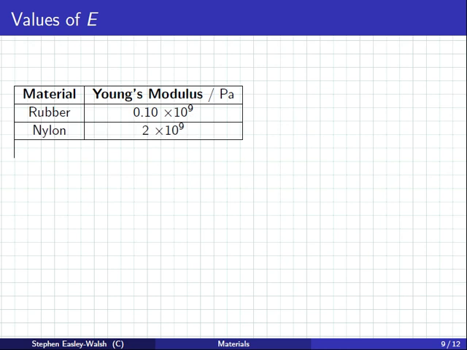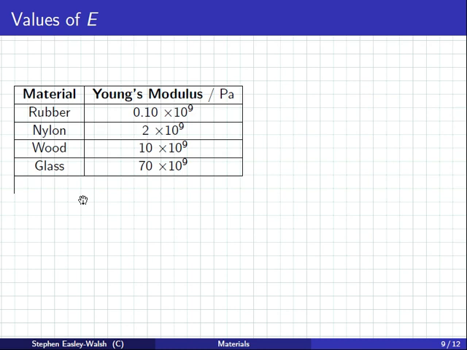Nylon, what's nylon? You could use it in a rope, yeah? Fishing rope, what else can you use nylon for? Clothes, yeah, that's it. Wood. Now, do you see how we're getting bigger values? Because wood is stiffer, isn't it? Glass. Now, can you see the jump here? It's 7 times stiffer. Okay, so we're upping the values.